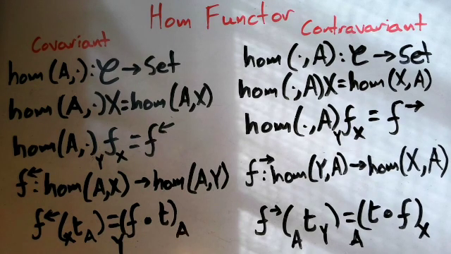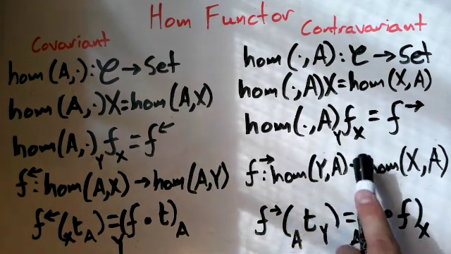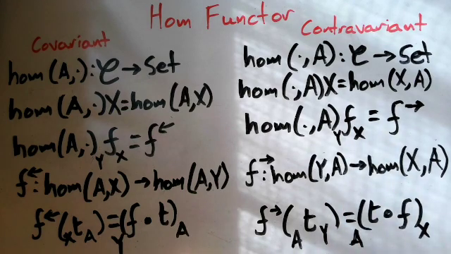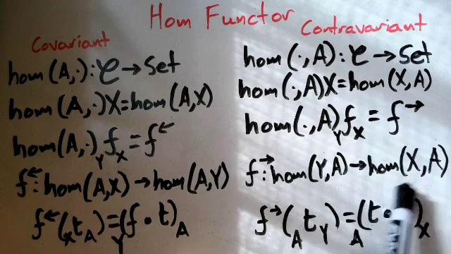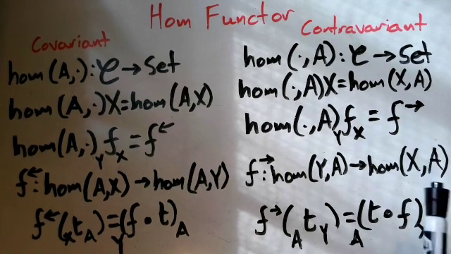Similarly, in the contravariant case, when we apply home blank A to a morphism f from X to Y, we need some sort of function that goes from the home set Y A to the home set X A. And to do this, we're going to define, in this case, the precede by function, which simply takes whatever morphism we're applying it to and composes on the right this time. So if we take a morphism t from Y to A, then we simply compose with f on the right, which will indeed give us a morphism from X to A.